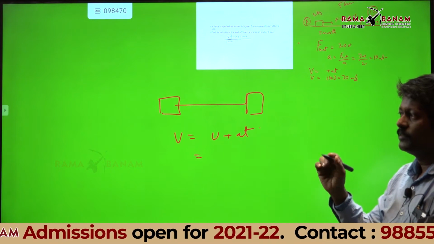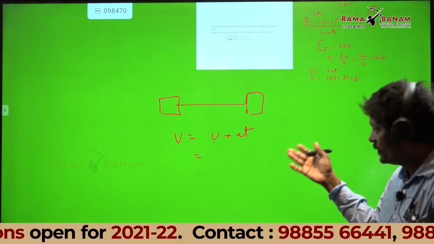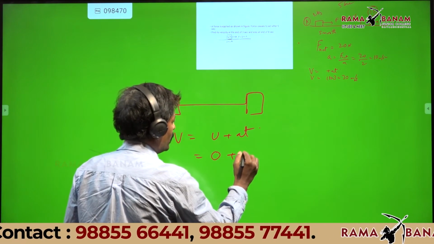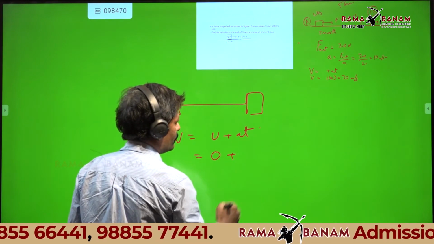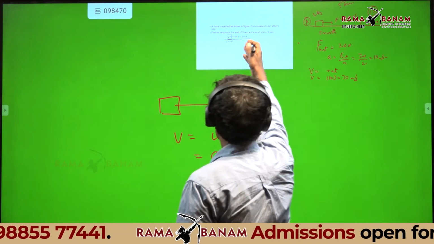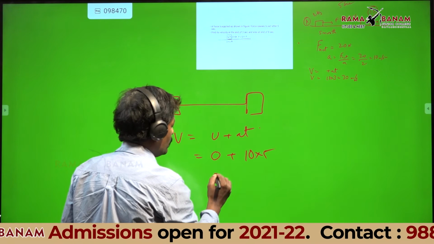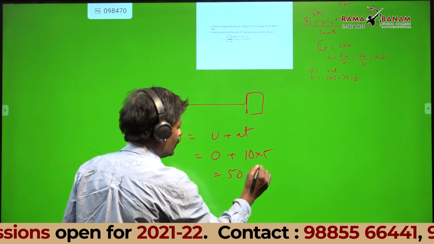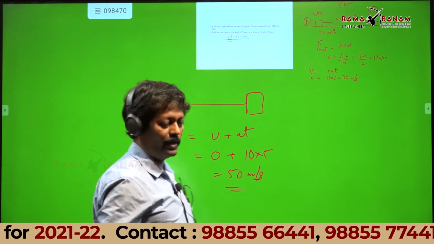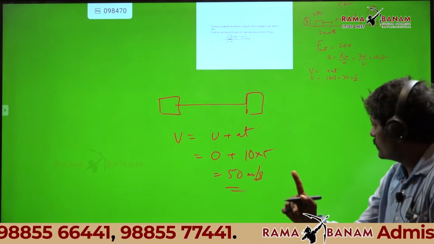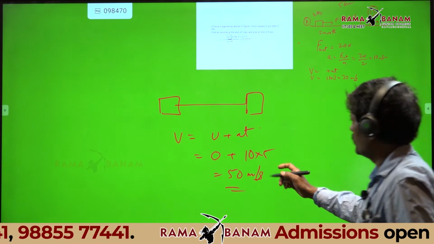Why? Because there is force only up to 5 seconds. Let me check that. 0 plus, what is a? 10 meters per second squared. 10 into 5, 50 meters per second. Now listen, at the end of 5 seconds, the velocity is 50 meters per second.